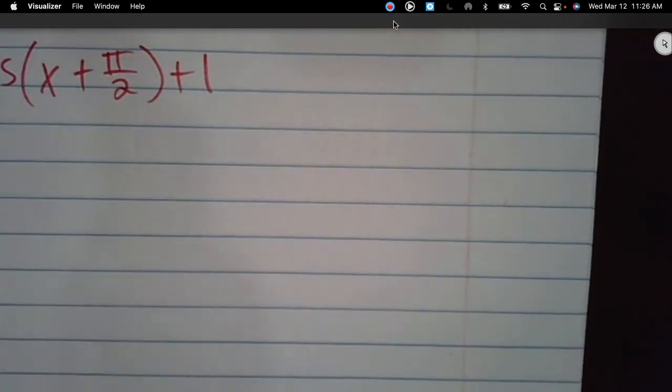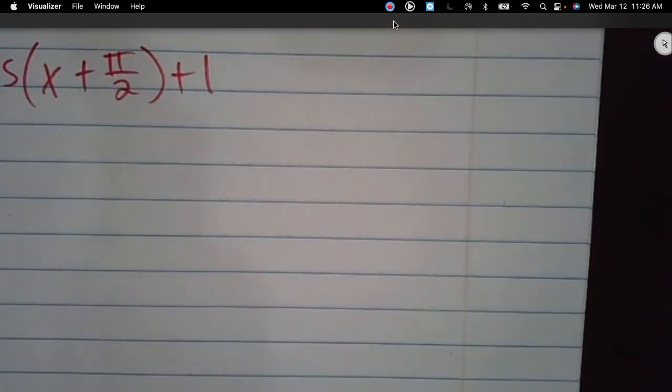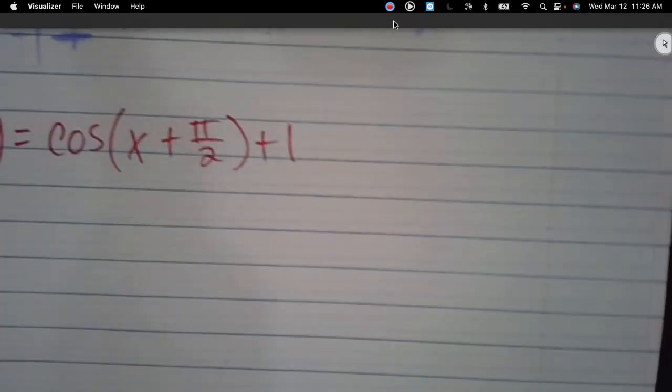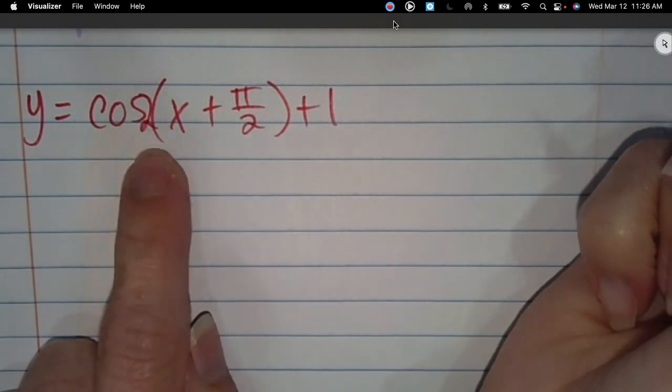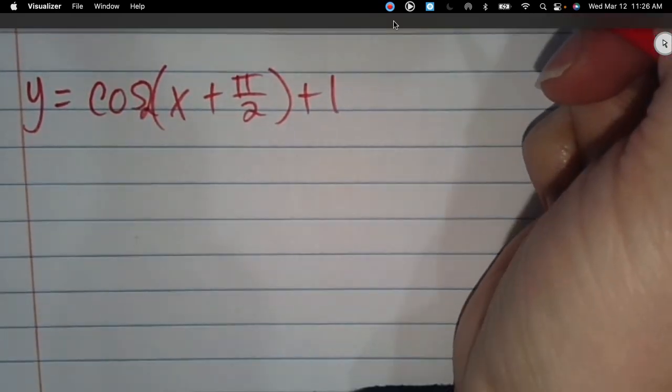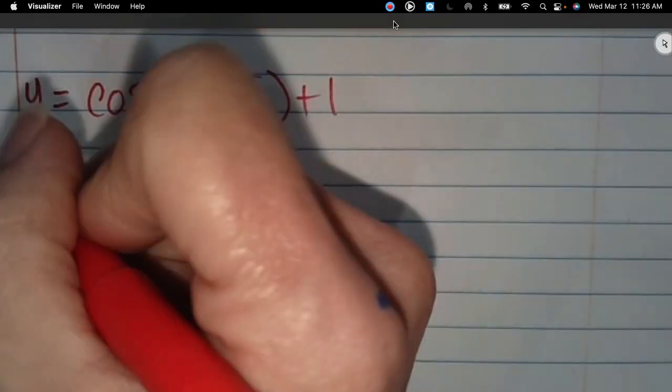I get y equals the cosine of x plus pi over 2, plus 1. All right, so I kind of wished I had, I'll put a 2 in front of it. Sorry. So I'm just going to change the period of this function. Really quick, when it's like this, I would write down all my stuff.